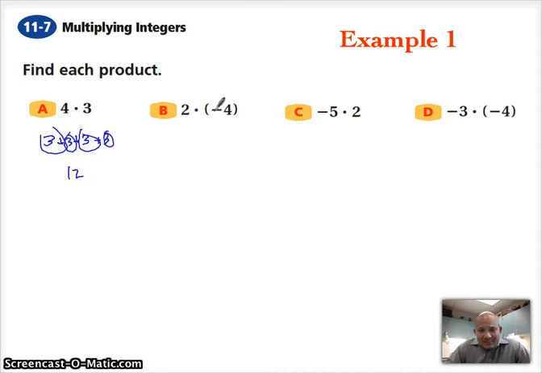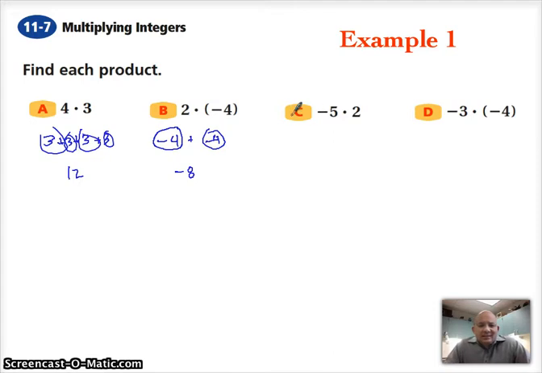Now we look at this. This is the first time we have a negative factor involved in multiplication. 2 times a negative 4 means 2 groups of negative 4. That means we have a negative 4 here, plus a negative 4 here, which gives us essentially a negative 8. 2 groups of negative 4.